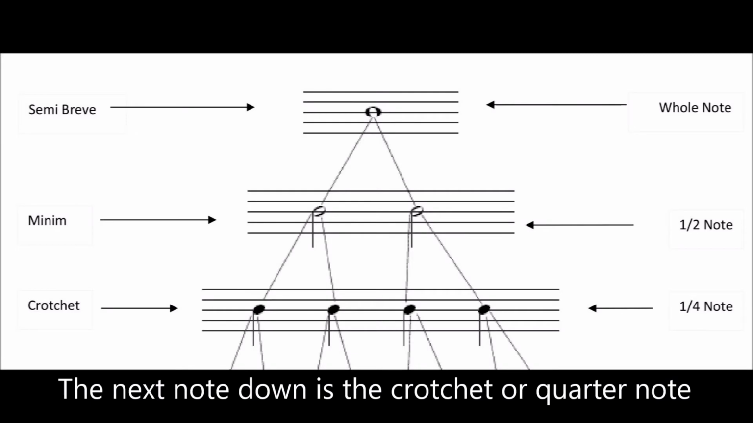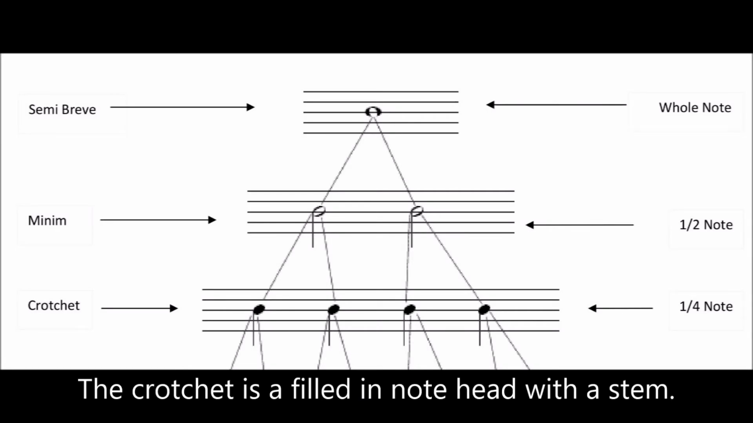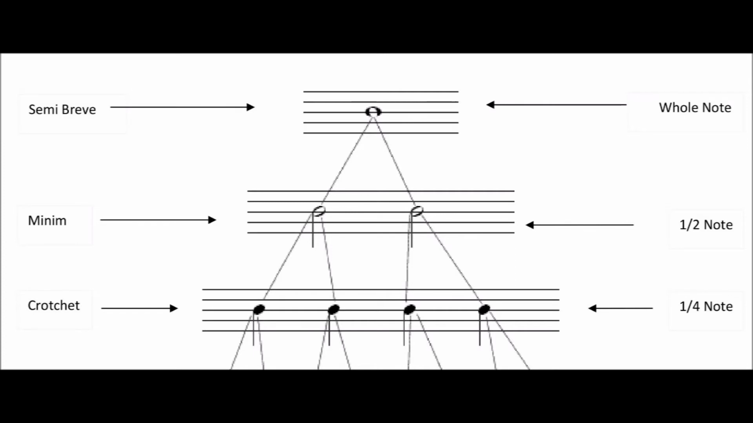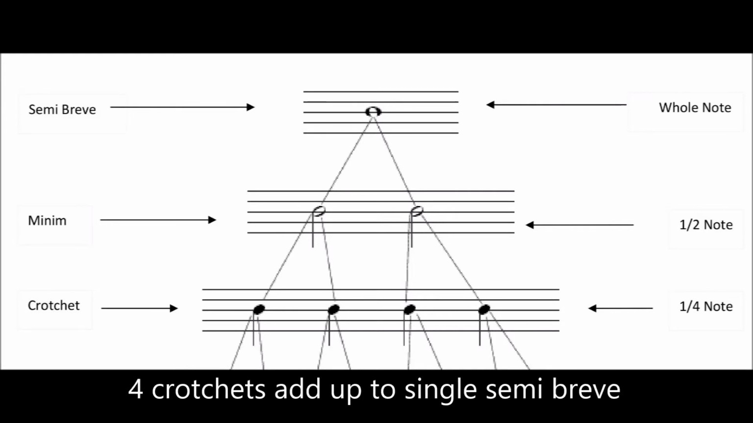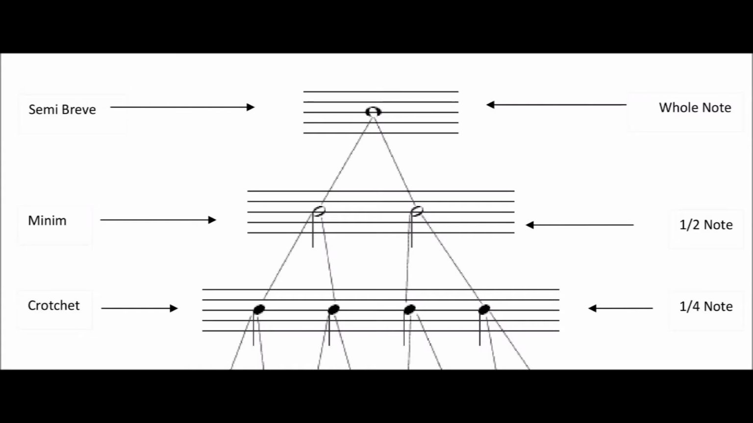The next note down is the crotchet, or the quarter note. The crotchet is a filled in note head with a stem. You can tell by looking at the table that 2 crotchets equal a single minim, and if you look again, 4 crotchets add up to a single semibreve. I'm sure you can see a pattern starting to form here, with every time we go down a note, we're splitting it in half. Try and remember that, and try keep thinking of that as we go along.